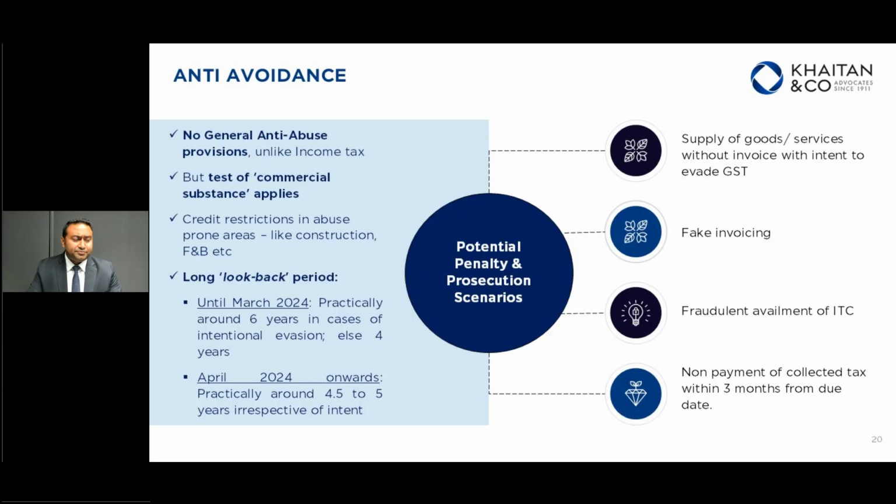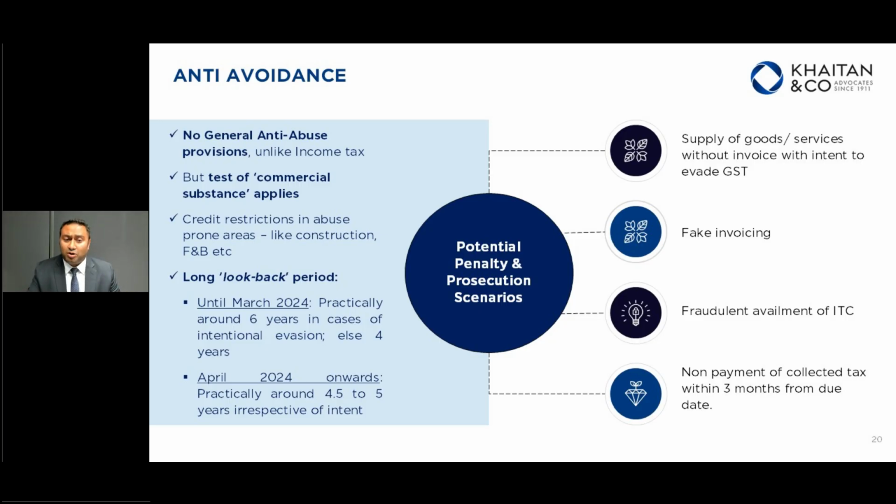Next slide, please. Now let's talk about anti-avoidance. What are the anti-avoidance measures? There is no general anti-avoidance rule or provision unlike income tax. However, the test of commercial substance has been developed over the years under indirect tax, and the tax authorities are not shy at all of invoking this, of challenging the commercial substance in a particular transaction.